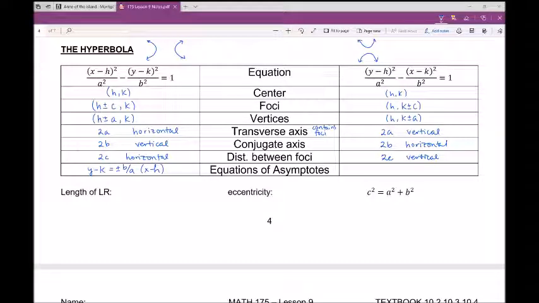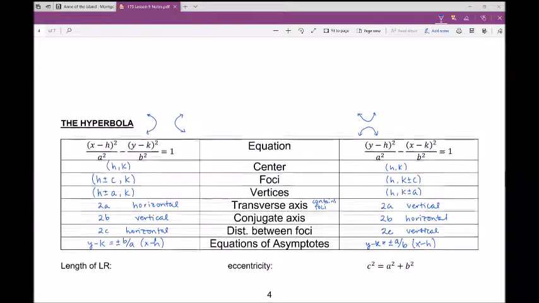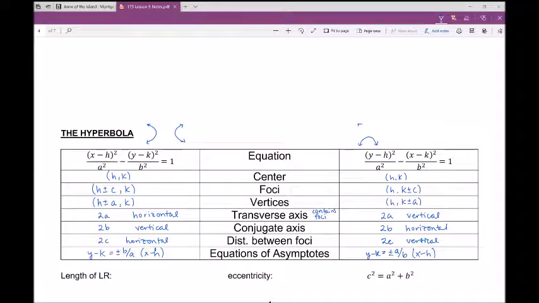Finally, the asymptotes for these types of hyperbolas will be y minus k equals plus or minus a over b times x minus h. So really similar to the horizontal case, it's just been flipped around. Let's draw a little bit more detailed picture of each case, just so you can see exactly what these are going to look like, just like we did in the previous video.